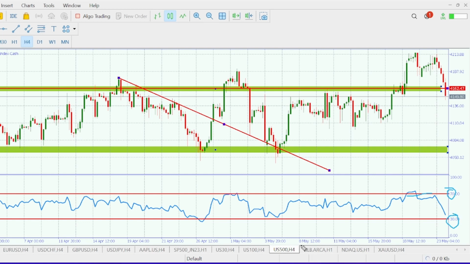Now, we have the oversold here. Here. And the overbought here. This oversold here indicates a possible rise in price. And the price is also at the support level. And we can see here the price went high above our resistance level.